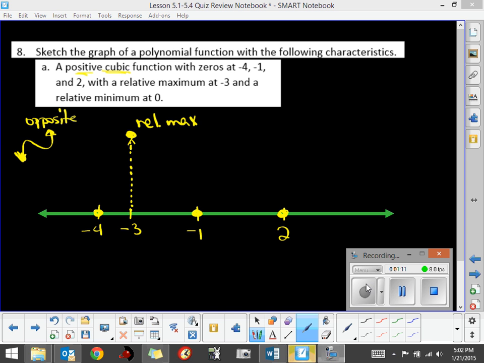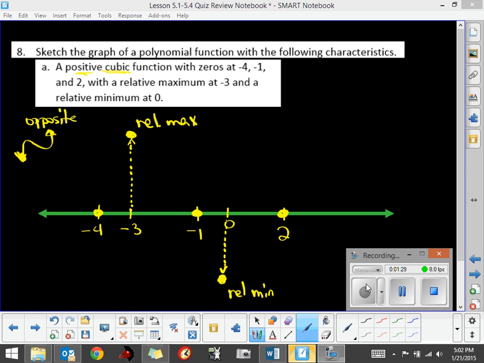And then it also says a relative minimum at 0. So we want to go to where x is 0. So let's say x is 0 somewhere in here. Go down here, and now it's got to be a relative minimum. So just go down below and make sure it's a low point on your graph. So this is our relative minimum.